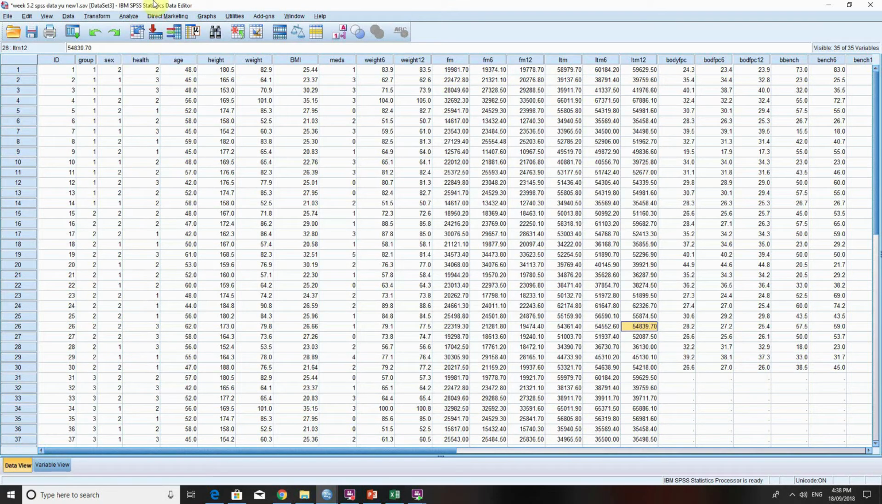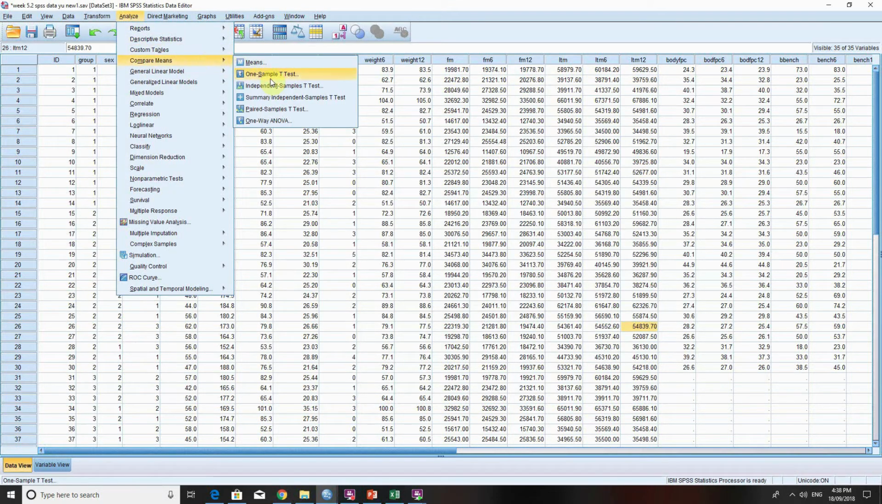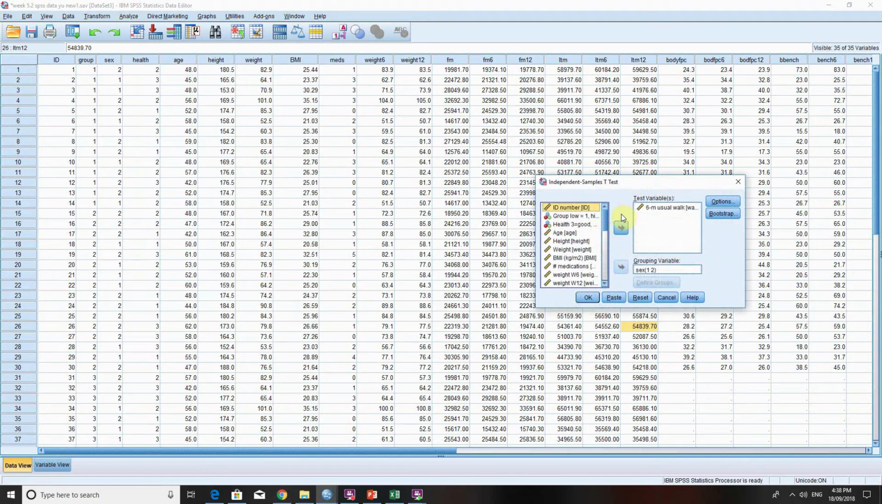So to do that, we're going to go Analyze, Compare Means, and then Independent Samples t-test. I'll do this from the beginning. So our test variable, the thing we're testing, our dependent variable, is the 6 meter usual walk. Our grouping variable is gender. And so I'll put gender in this column and then I'll click define groups.